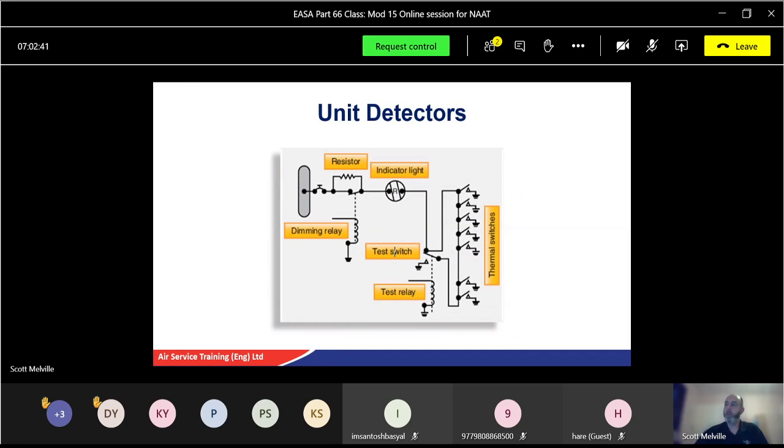Unit detectors, quite straightforward, normally simple DC circuits. So it's slightly different to point detectors. A number of unit detectors are connected in parallel, so that the actuation of any detector will complete the circuit through a warning lamp.